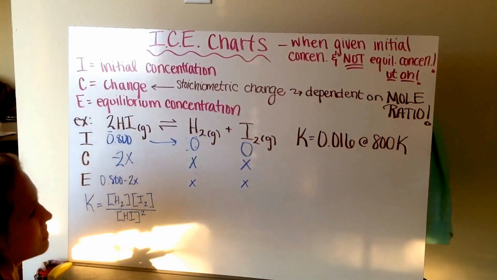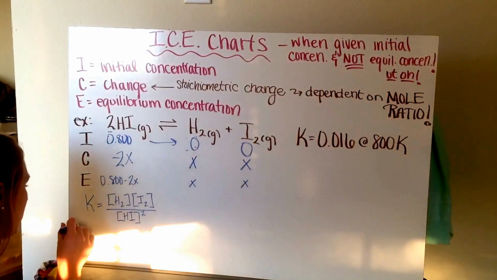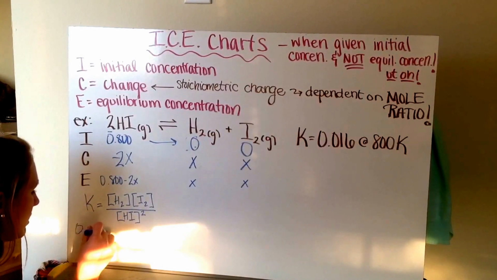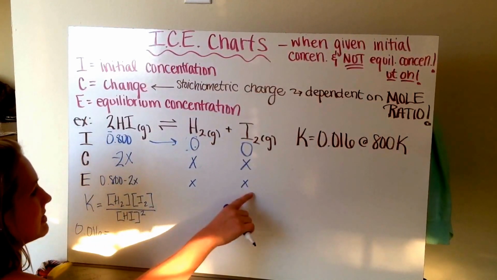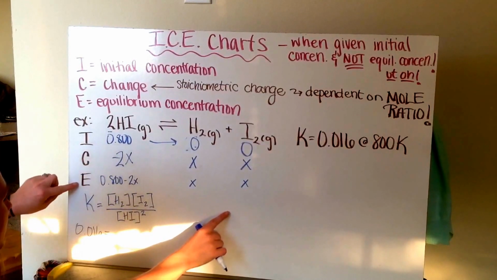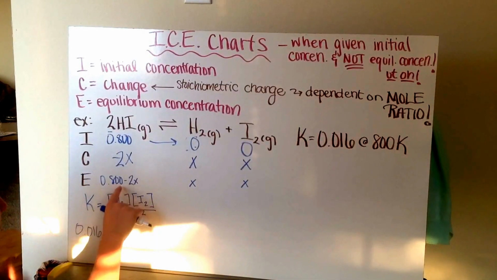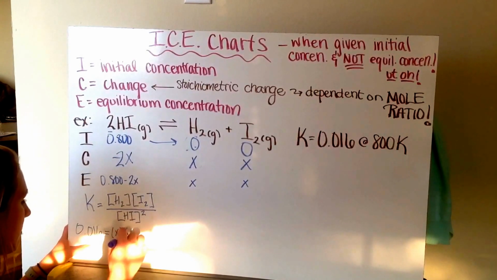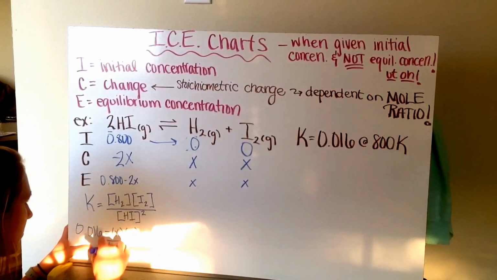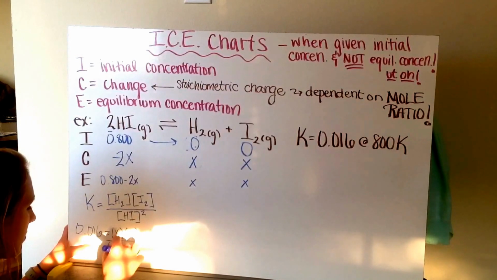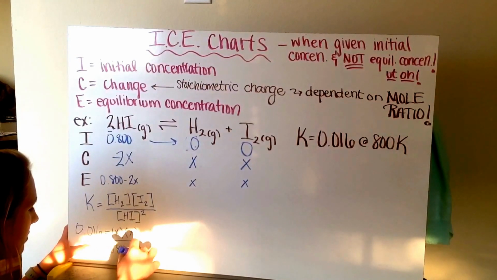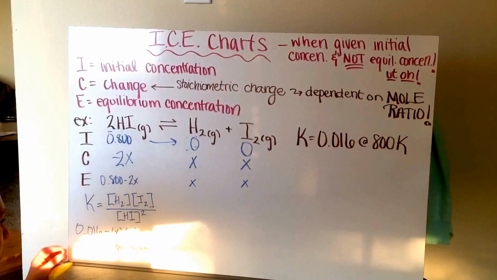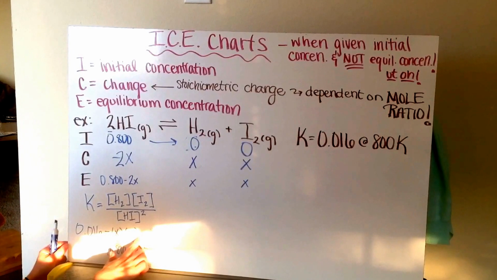Now I plug in the information given to me. My K value, which is equal to my X's, each one here, I'm going to use my equilibrium amounts, X, and then for my HI, my 0.800 minus 2X, and all of that is squared. So when I put these two together, I have X times X on the top, which is X squared.